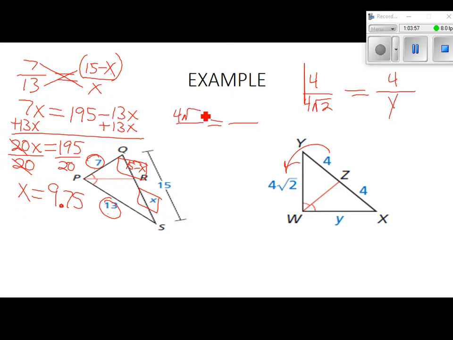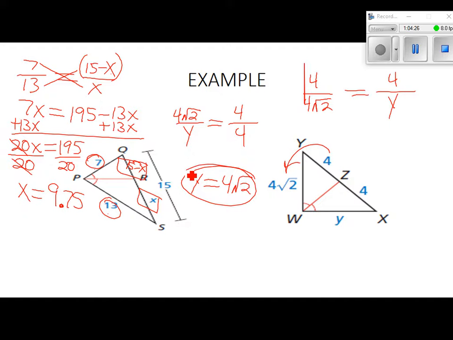4 radical 2 over y, and 4 over 4. Does anybody notice anything about that second ratio right there? It's 1, isn't it? 4 over 4. It's the same thing on top, same thing on bottom. What's that tell you about your other ratio then? It's got to be the same thing on top as it is on bottom. What do we got on top? 4 radical 2. Guess what's got to be on bottom then? 4. So what's y equal? 4 radical 2.